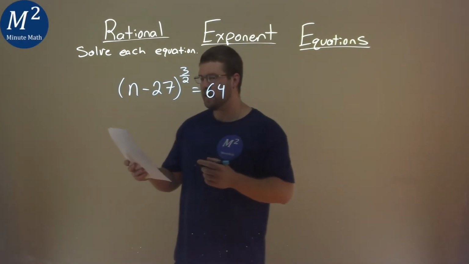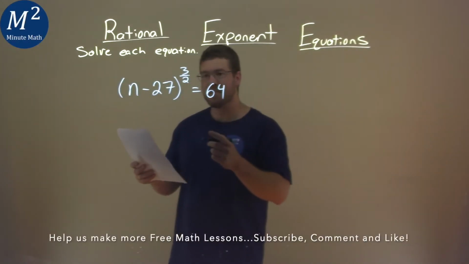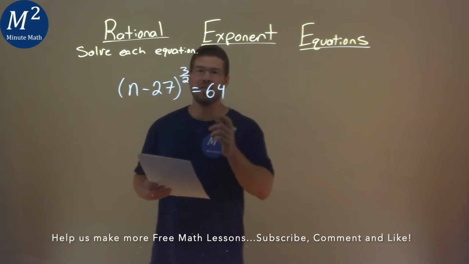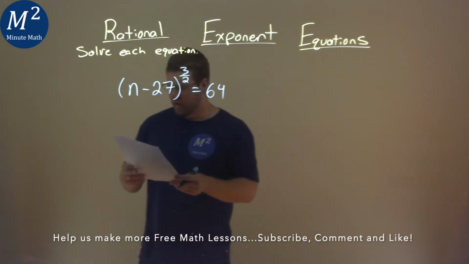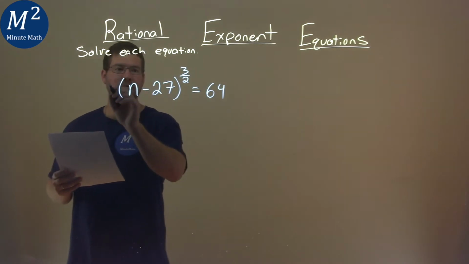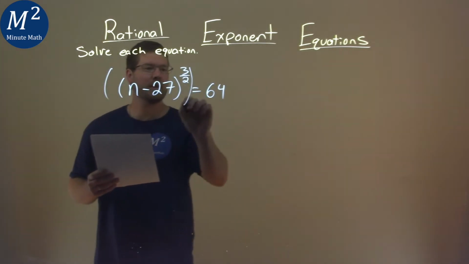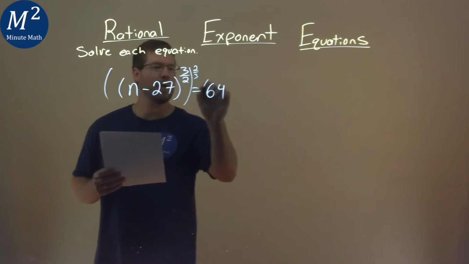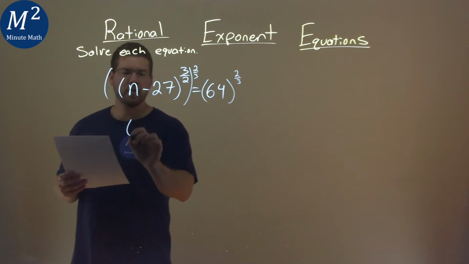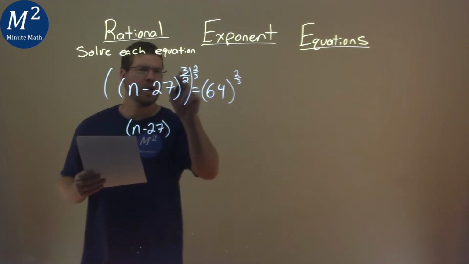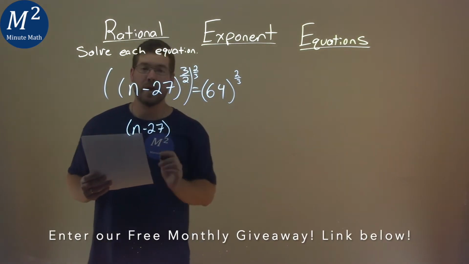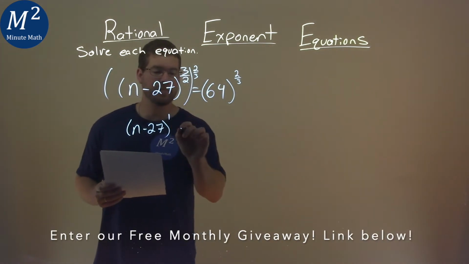We're given this problem right here. N minus 27 all to 3/2 power equals 64, and we have to solve this equation. Well, the first thing I want to do is I want to get rid of this exponent. So to do that, this is tricky here. We're going to take this whole thing and raise it to the 2/3 power. We got to do it to both sides. What does this do? Well, we still have our n minus 27 here. With 3/2 to the 2/3 power, we multiply these exponents. 3/2 times 2/3 is a 1.